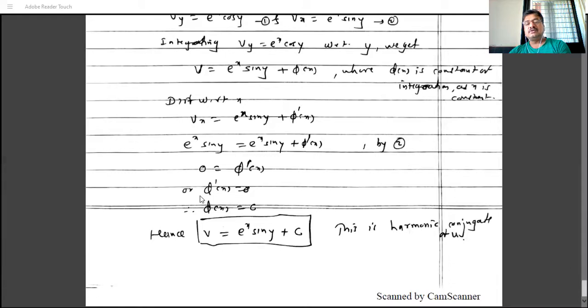Then integrate both sides with respect to x. So we have phi dash x, whose integration is phi x, equal to 0, whose integration is 0, plus the constant of integration c. So phi x is c. So substitute here phi x as c. So we have v is equal to e raised to x sin y plus c. And this is the harmonic conjugate of u.